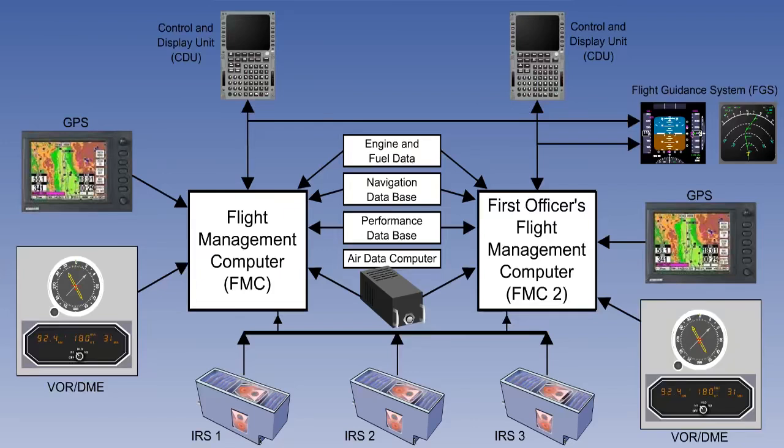However, here is a later model. The architecture looks more complicated because there are 2 flight management computers, 1 for each pilot, and 3 inertial reference systems. However, the basic components are the same, and the way the system works is the same. The commands generated to the flight guidance system give 2 types of guidance.